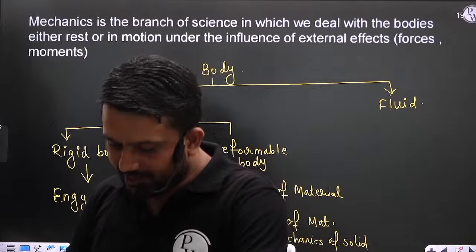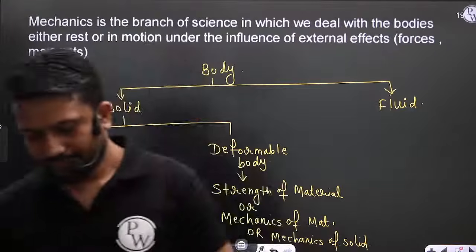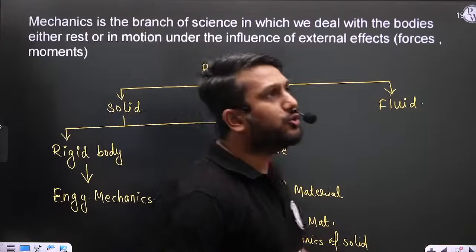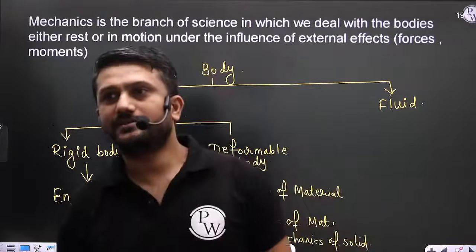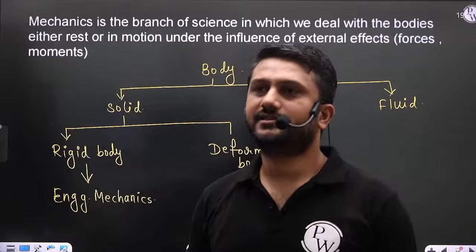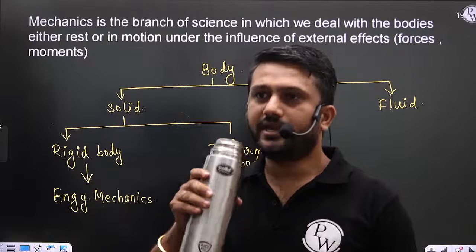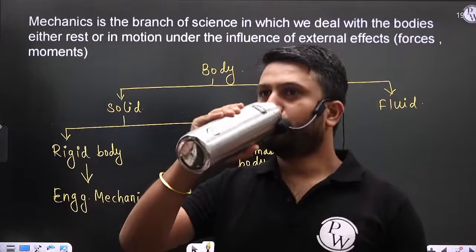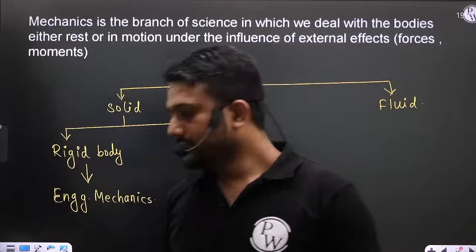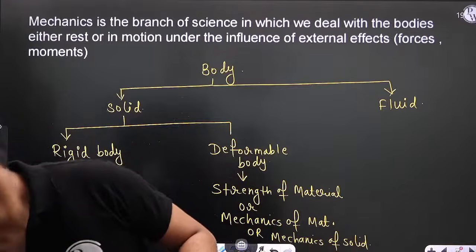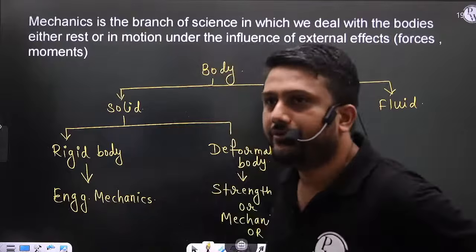Can anyone tell me what is the difference between rigid body and the deformable body? Rigid, no changes. No changes means shape will not change, dimension will not change. What is the meaning of the rigid? Changes its shape. Okay. Very good.